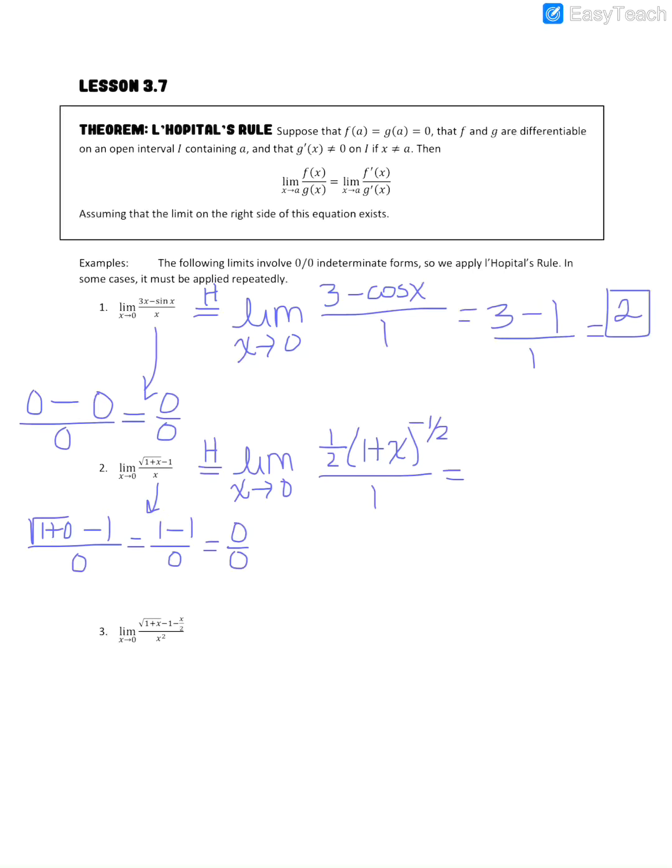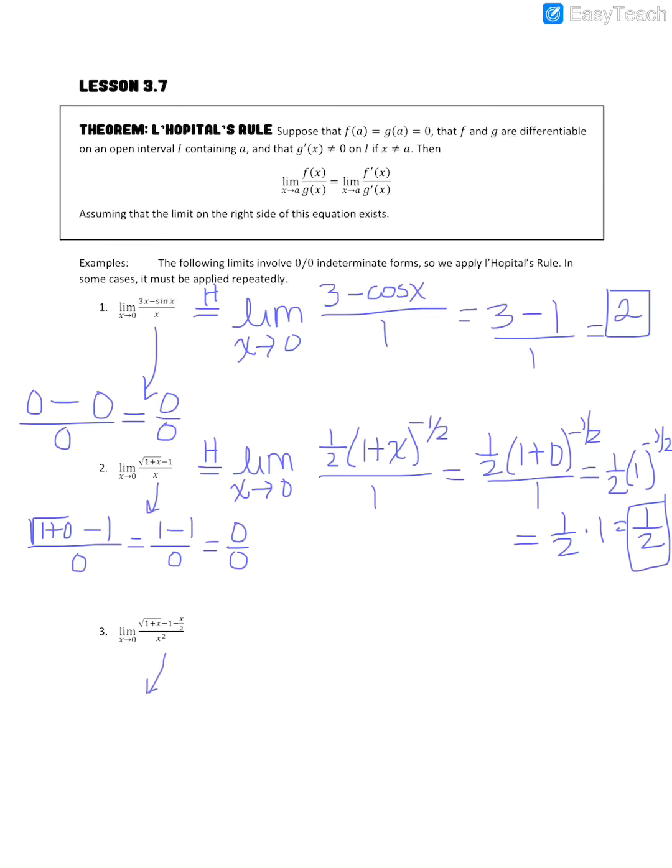Now I'm going to try plugging in my 0 again. So this gives me 1/2 times 1 to the negative 1/2. 1 to the negative 1/2 is still 1. So this gives me 1/2, which is what I wanted to get. Sweet. All right, let's try number 3.